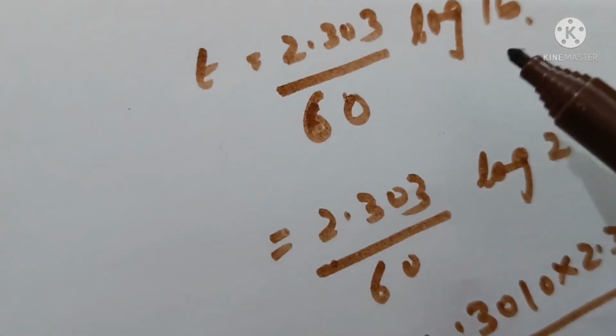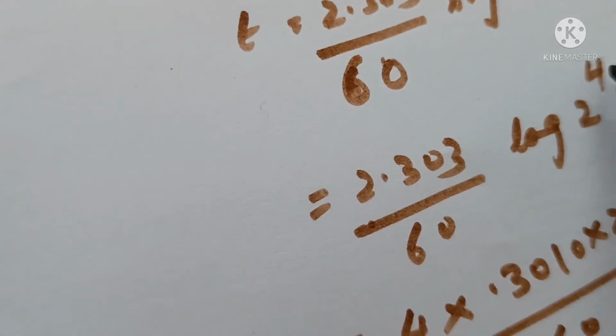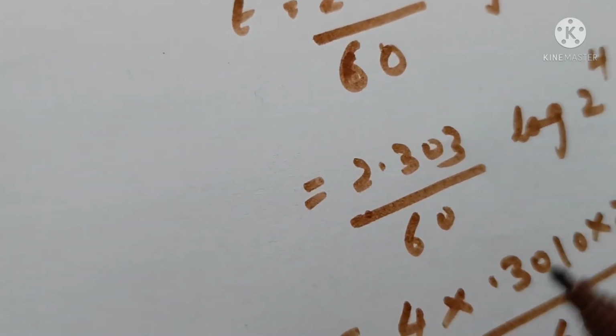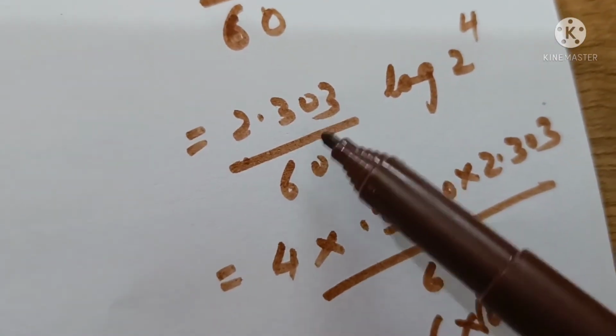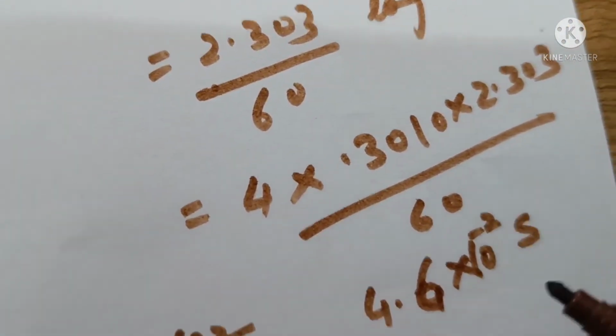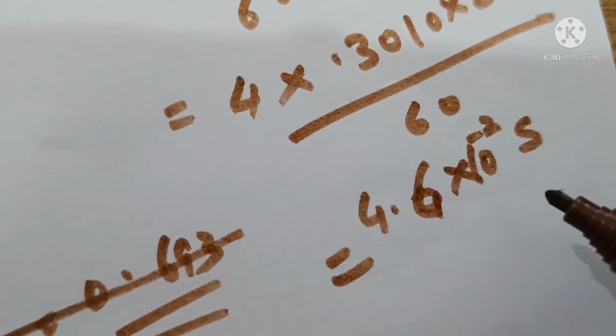log 16. So 16 is 2 raised to power 4. So 4 log 2. So 4 into 0.3010 into 2.303 upon 60. This comes out to be 4.6 into 10 raised to power minus 2 seconds.